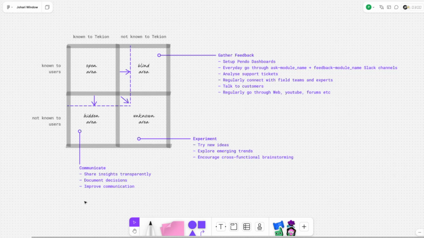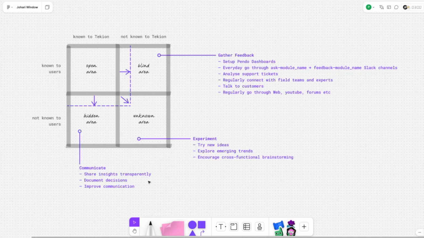So hidden area, how do we reduce it? By communicating. As I said, if Techion went ahead and shared that, hey, you know what, there is a slowness in the system, you're going to experience it. There is going to be some misalignment of data, you're going to experience it. There is some issue happening. Just openly share everything with the customers, put it out there, because if there are hidden areas, people feel betrayed. You don't want to hide something and have them find out on their own and feel bad about it. So share insights transparently, document decisions, tell them the reasoning, improve the communication. That's the only way to reduce the hidden area. As it reduces with the communication, open area increases.